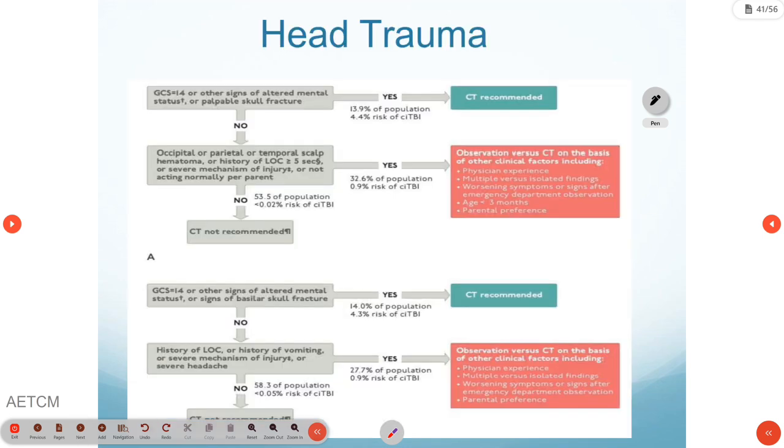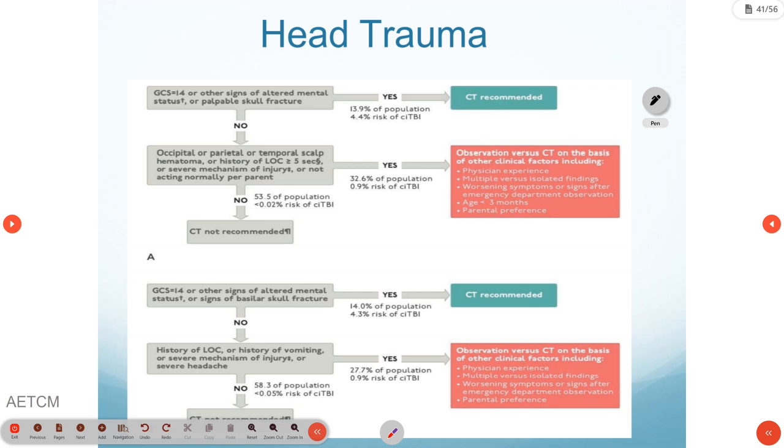Then coming to head trauma. In head trauma, we always have a doubt whether we should proceed with CT or not. So in head trauma, as in adults, we don't have a generalized guideline on when to proceed for a CT or not. But the most commonly used one is this. That is, if the GCS is 14 or there are other signs of altered mental status, or there is any palpable skull fracture, then CT is needed; otherwise, there is no need.